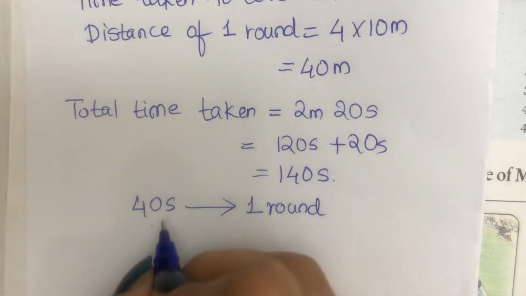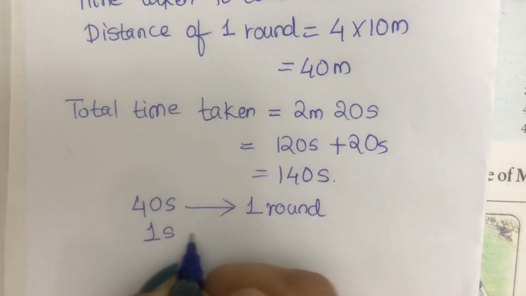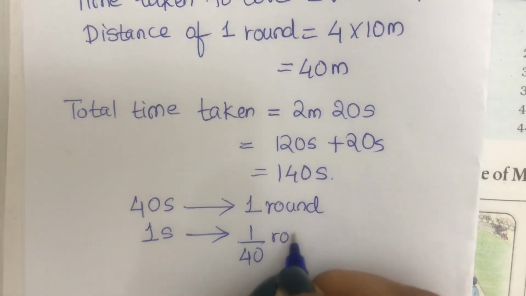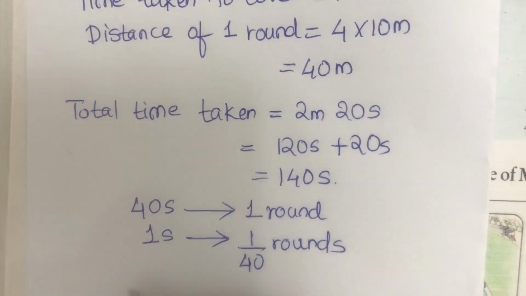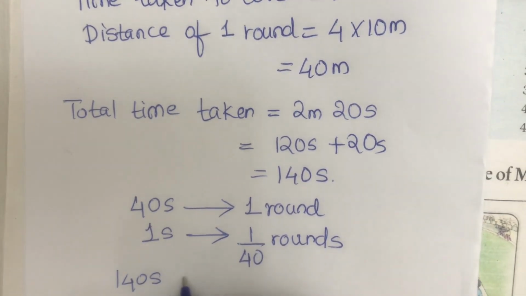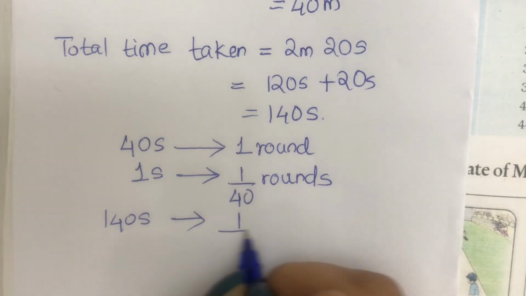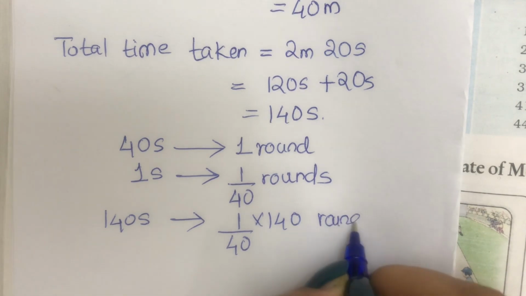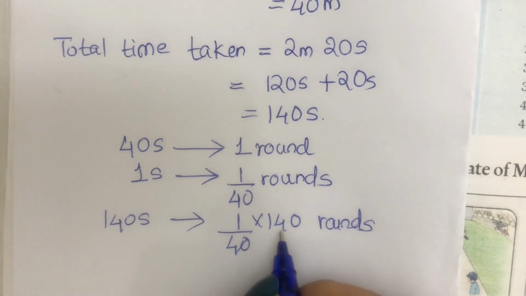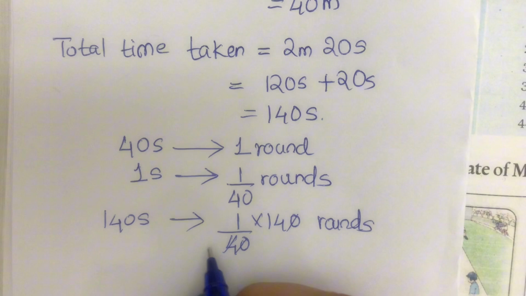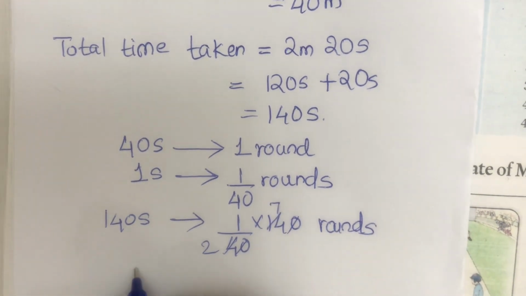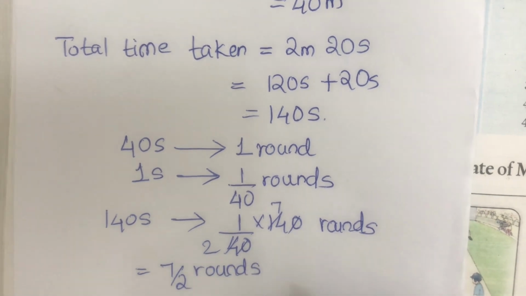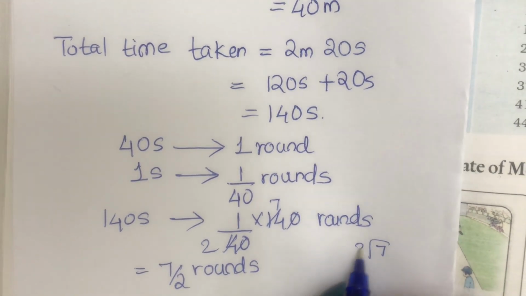So first, using the unitary method, we'll find in 1 second, how much the farmer will cover? 1 by 40 rounds. So in 140 seconds, how much the farmer will cover? 1 by 40 into 140 rounds. Right? So 0, 0 cancel. This will be 2 and this will be 7. So this will be 7 by 2 rounds. So 7 by 2, if you do, how much?